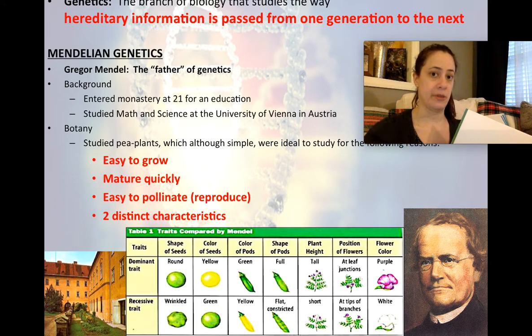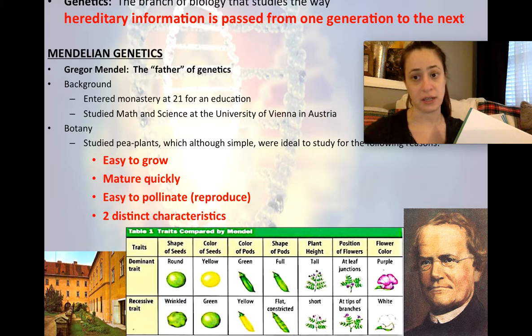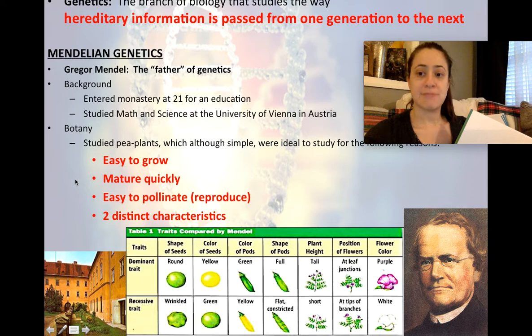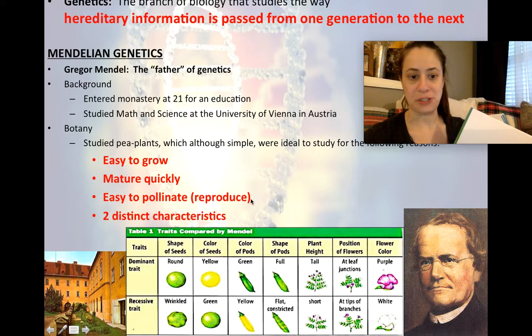in reality, we know that DNA carries genes, and then those units are passed on to offspring, and we have one allele from mom and one allele from dad at each gene. So back to the plants. They made themselves uniquely easy models of study because they're easy to grow, they mature very quickly, they are easy to pollinate, easy to reproduce, and they have distinct characteristics.